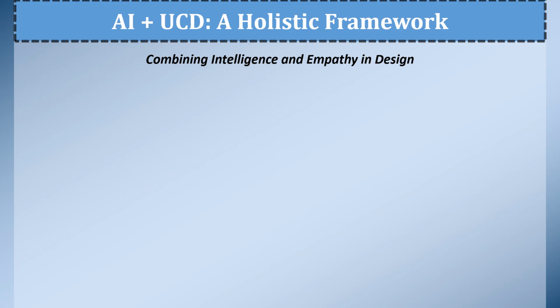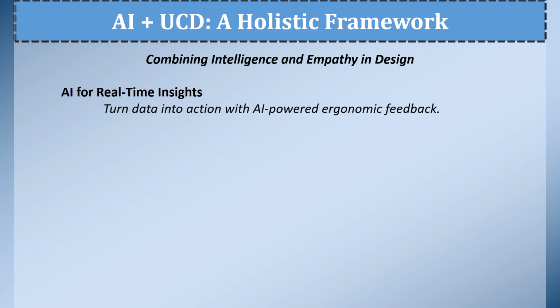AI plus UCD, a holistic framework combining intelligence and empathy in design. AI for real-time insight. AI processes vast ergonomics data to identify hidden risks and user behavior at scale. It provides timely feedback and personalized recommendations that continuously refine the work environment. It helps bridge the gap between data collection and design decision making.